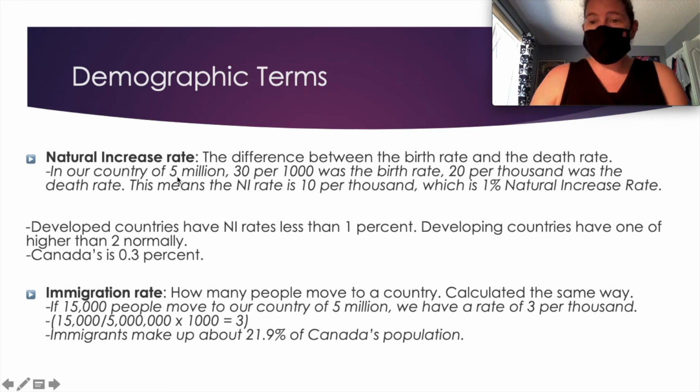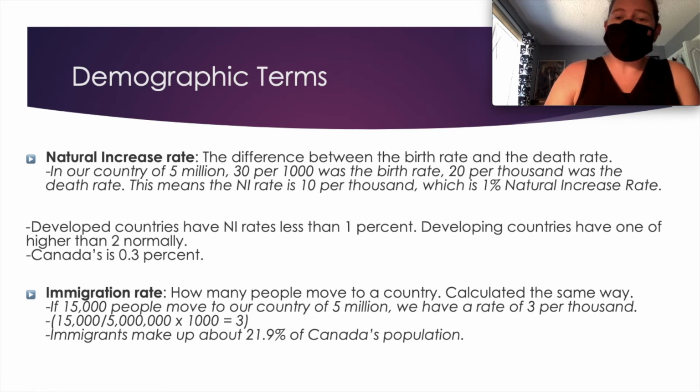The natural increase rate, therefore, is the difference between the birth rate and the death rate. Pretty easy for this one. In our country of 5 million, the birth rate is 30 per 1,000 and the death rate is 20 per 1,000. This means that the natural increase rate is 10, because you take the birth rate minus the death rate. That's roughly 1%. Developing countries have a natural increase rate of less than 1%. Developing countries have one of higher than 2 normally. We are at 0.3. Our population is relatively stable.